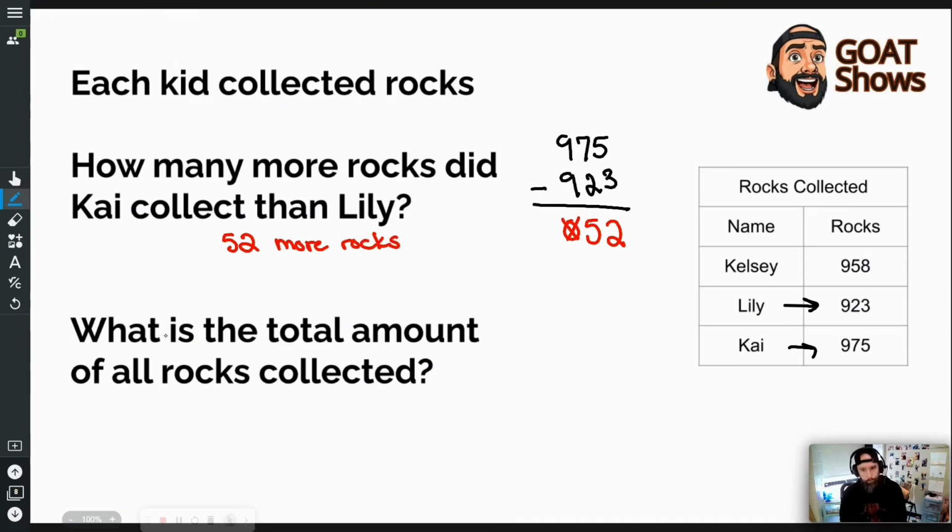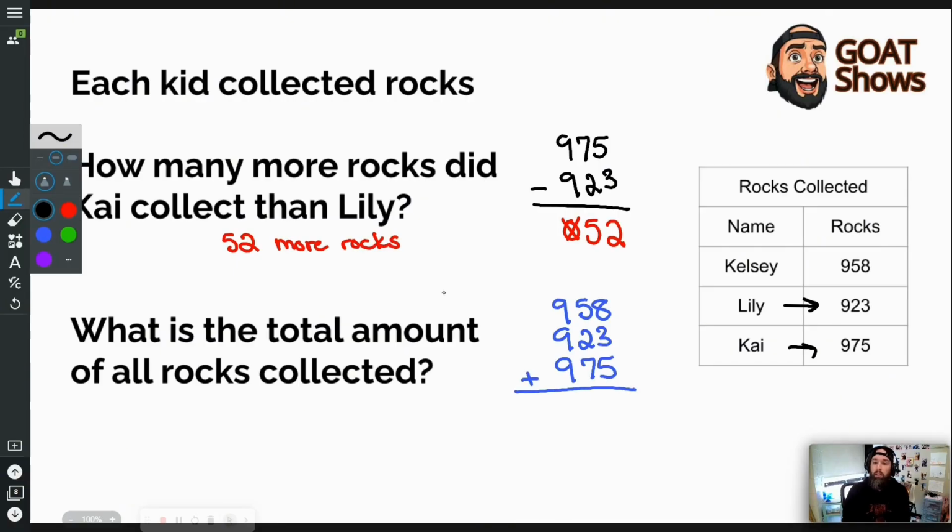Okay? All right. Now there's a part 2. What is the total amount of all the rocks collected? Total amount means I'm going to add these three numbers up. So I'm going to add 958 plus 923 plus 975. I'm going to add these three numbers up.